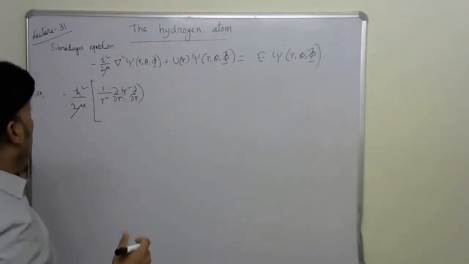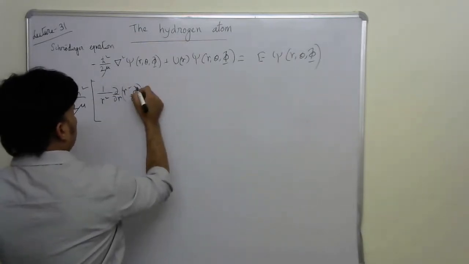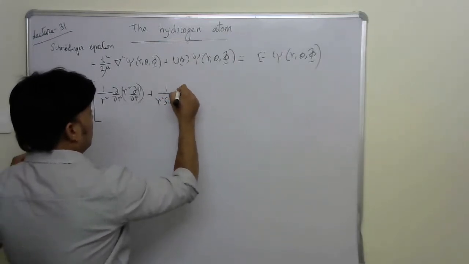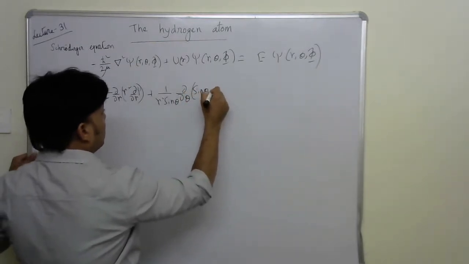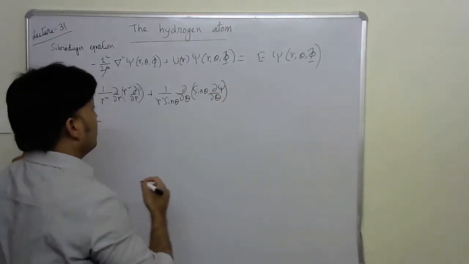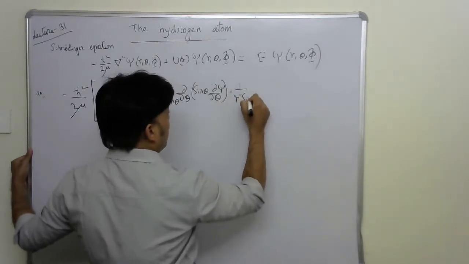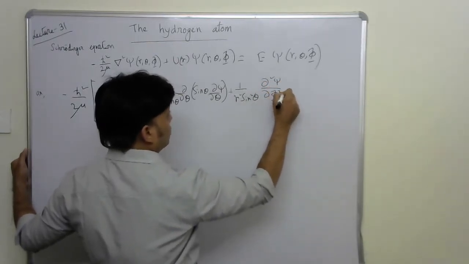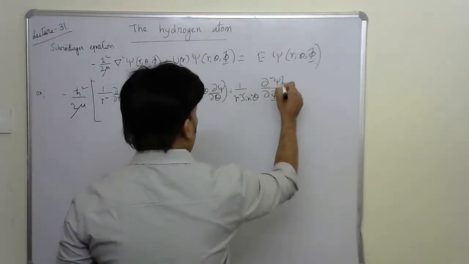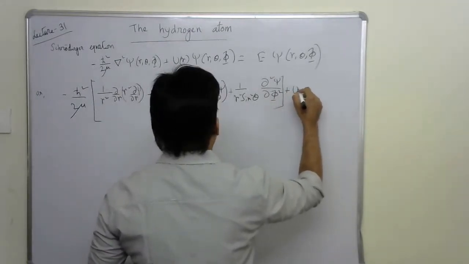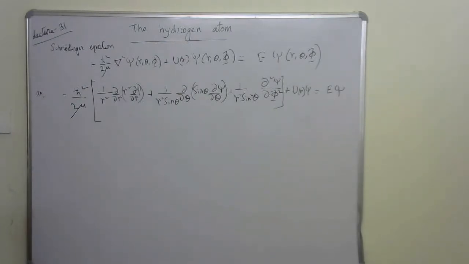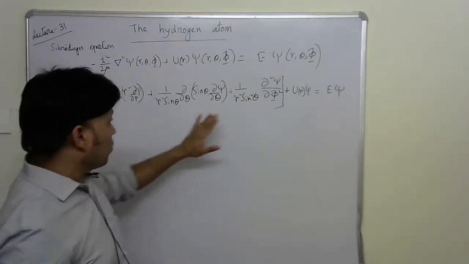If I include psi in here, this is psi plus 1 over r square sine theta, then del theta of sine theta del psi del theta, plus 1 over r square sine square theta del 2 psi del phi 2. Okay, so I'm going to close my bracket, plus U of r psi is equal to E psi. Now you see I have written the entire expression in terms of the polar coordinates.